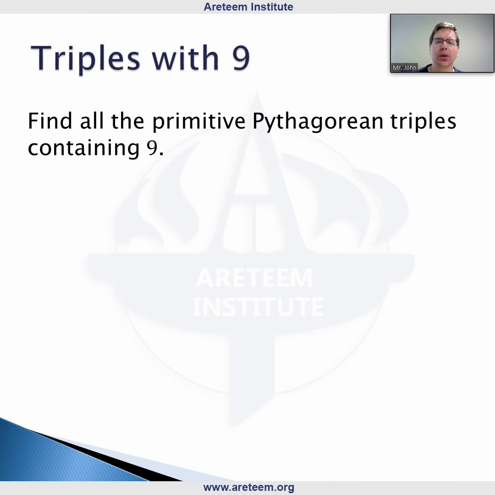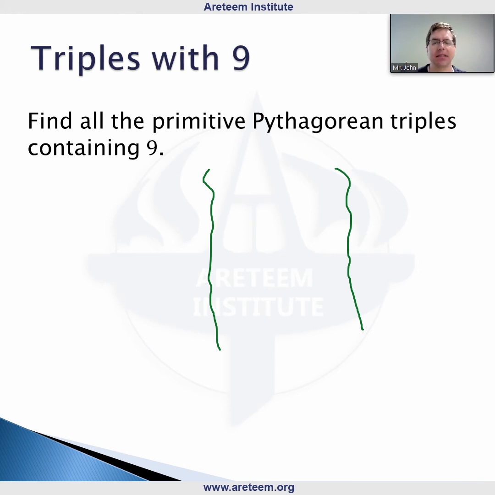The situation we have in this case is we want to find all the primitive Pythagorean triples containing the number 9. I want to start so we get in the habit of doing this systematically. Let's turn our brain off a little bit, because some of these things obviously won't work. But I want to make sure we're clear that 9 could be a, b, or c. So we have three possibilities here.